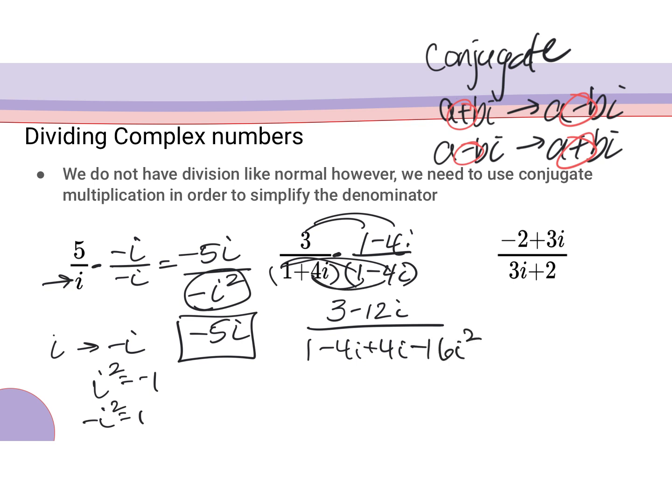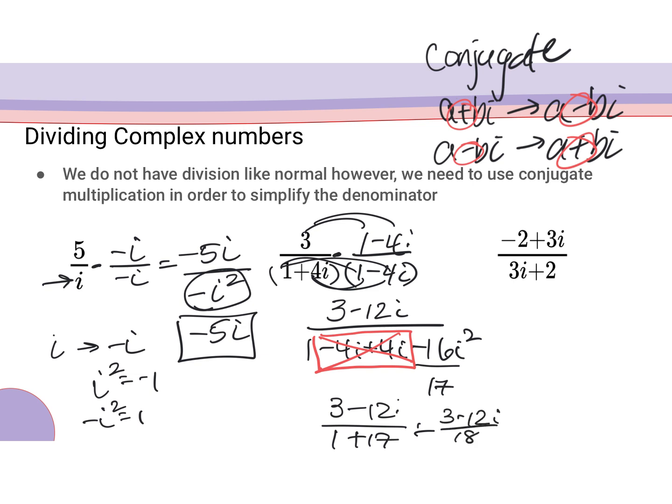And so what you would notice is every time you distribute with conjugates, the middle terms will cancel. So whenever you do the conjugates, you actually just need to do the first and the last term. And so negative 16i squared would be positive 16. So I end up with 3 minus 12i over 1 plus 16, 3 minus 12i over 17.